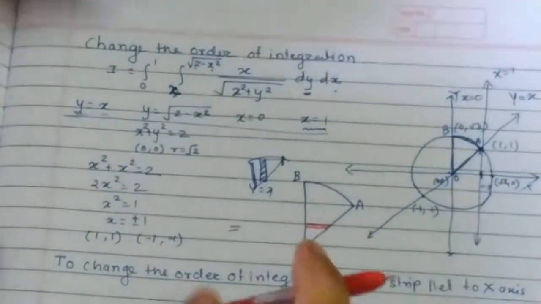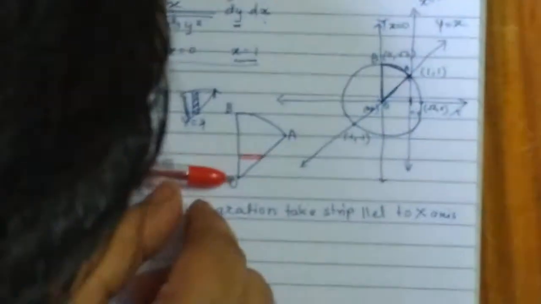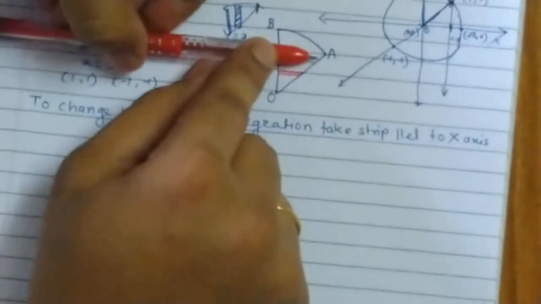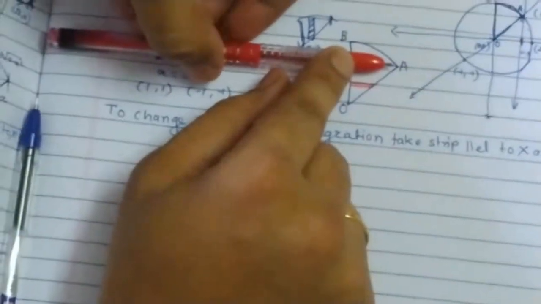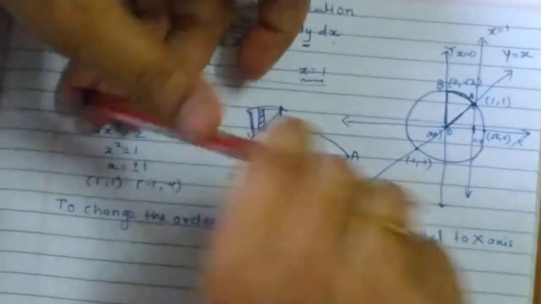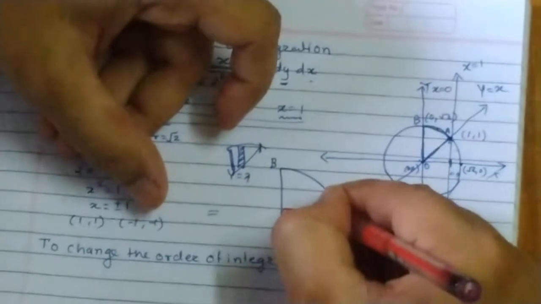Okay. Now you just observe the movement of the strip in the upward direction. Initially we are at point O. As I started slowly moving in this direction till the point A, on the right end of the strip I have a straight line. The equation of this straight line is y equals x.